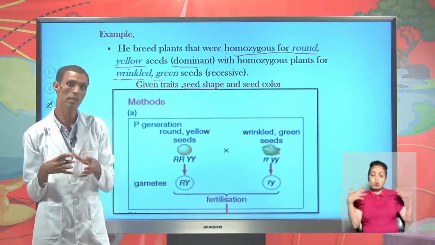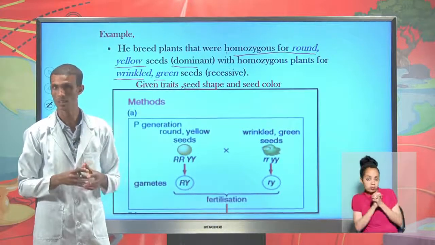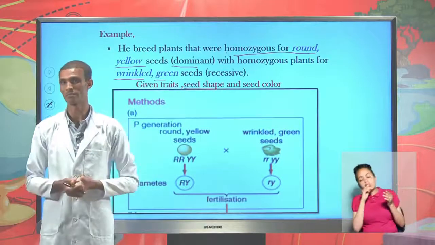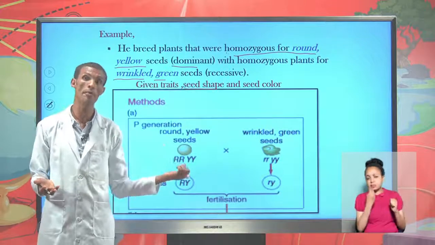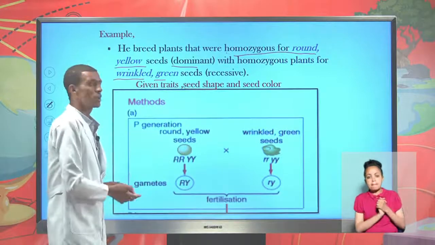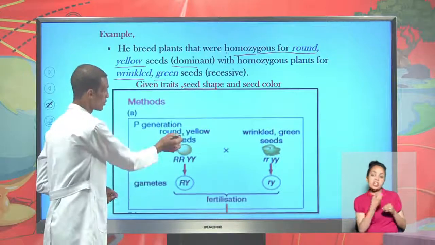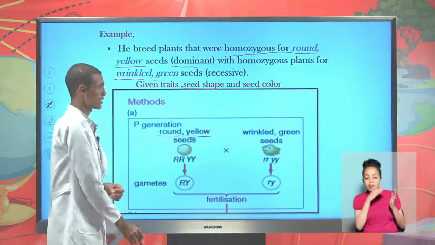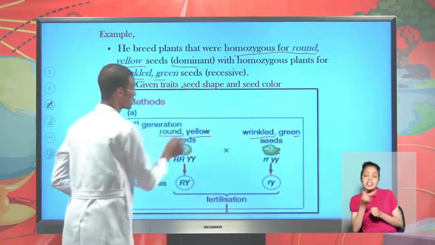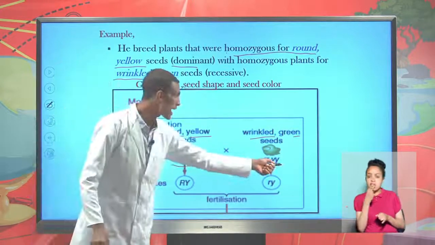He wanted to cross them, following the same procedure as the earlier monohybrid cross, and understand what the progeny of F1 and F2 would be. We can apply the monohybrid cross here together, but we can use another method. Let the parental generation be a round yellow seed, round seed shape and yellow seed color, and wrinkled, which is recessive to round, and green, which is recessive to yellow: homozygous round yellow and homozygous wrinkled green.